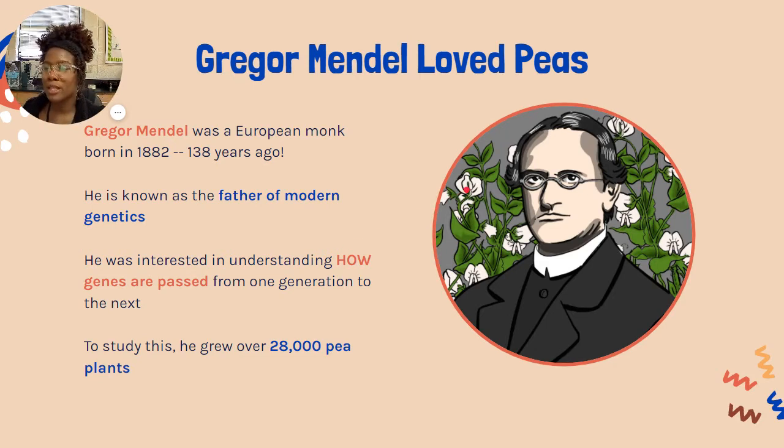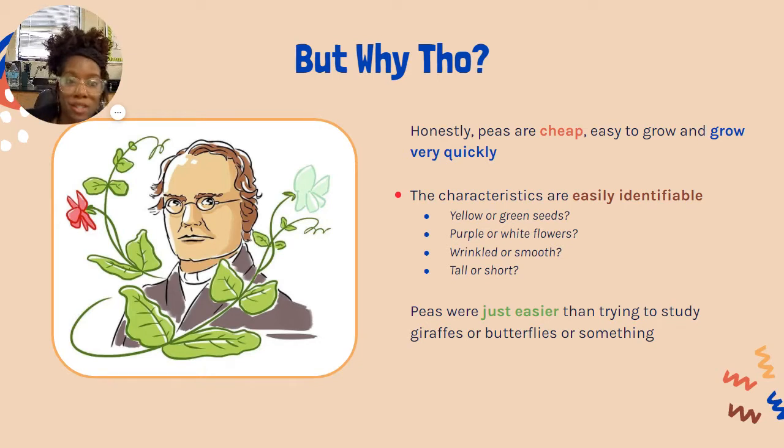But, I mean, why would he study peas? He could just study humans, right? Wrong. Why would he study peas? Well, peas are cheap. Extremely cheap. They're easy to grow. They grow so quickly. And also their characteristics are easily identifiable.